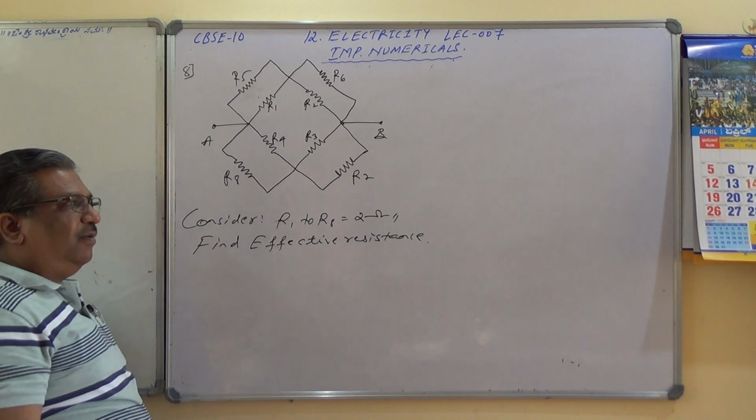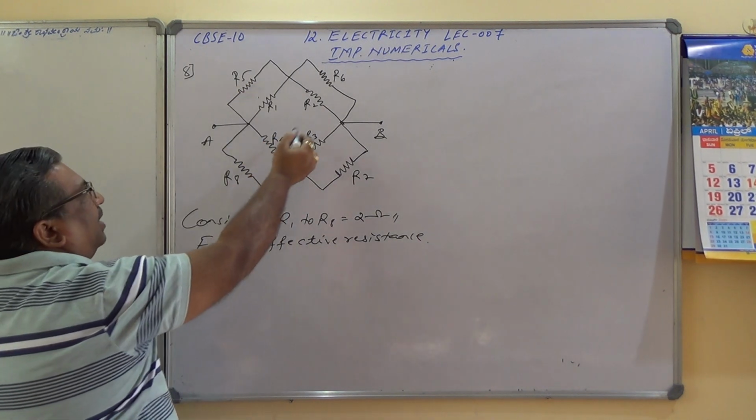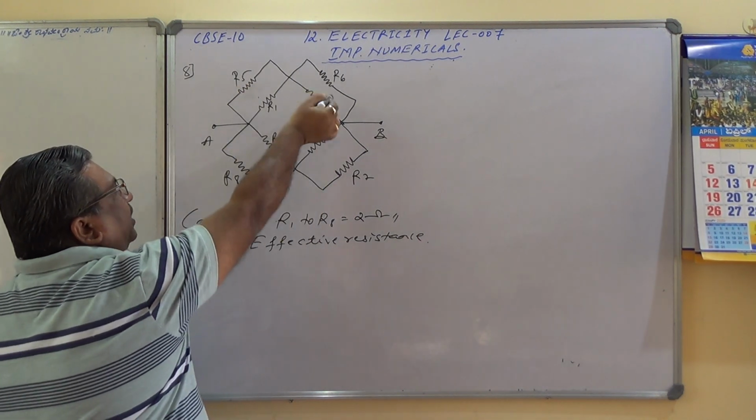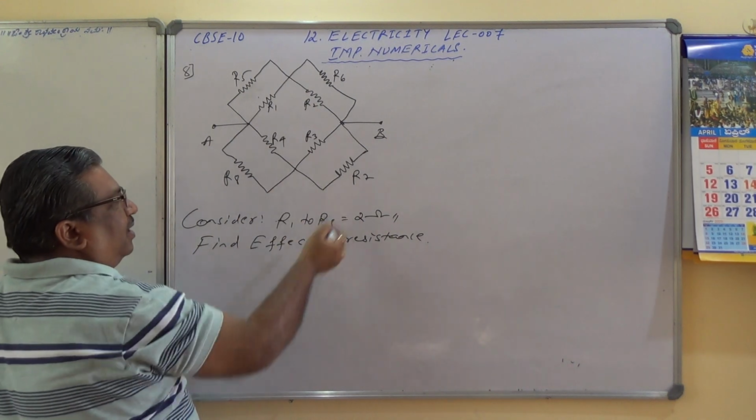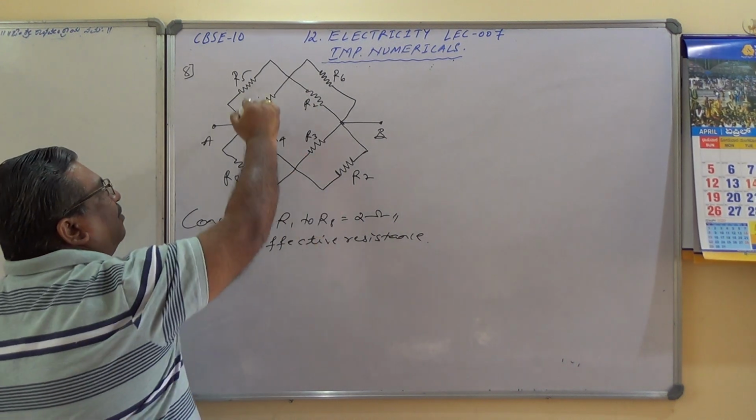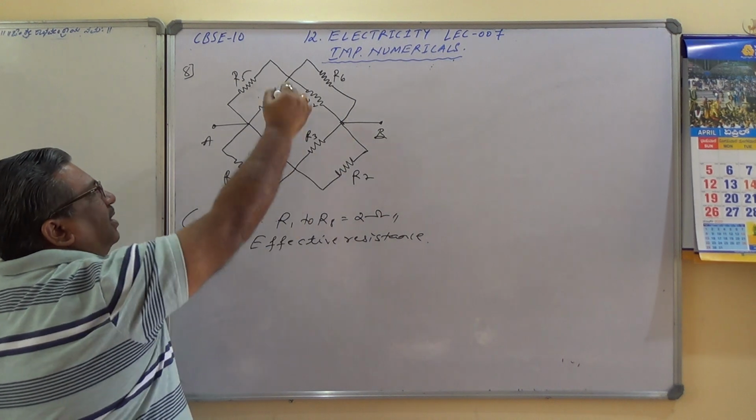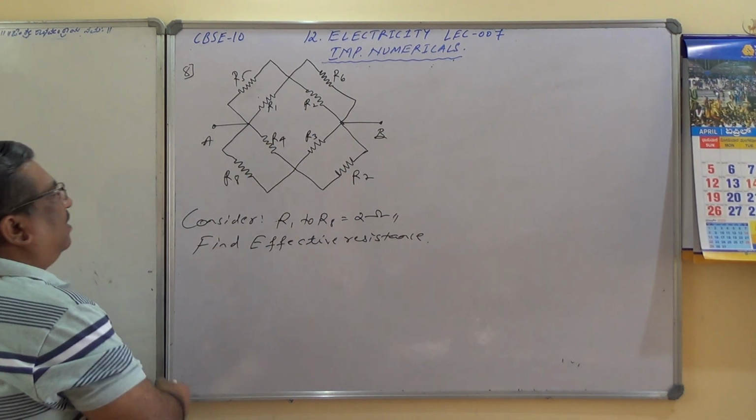This is the circuit diagram given to you. These two are in parallel, these two are in parallel, put together in series. These two are in parallel, these two are in parallel, put together in series. Finally, this branch and this branch are in parallel to each other. So I am writing here now how to solve this one.